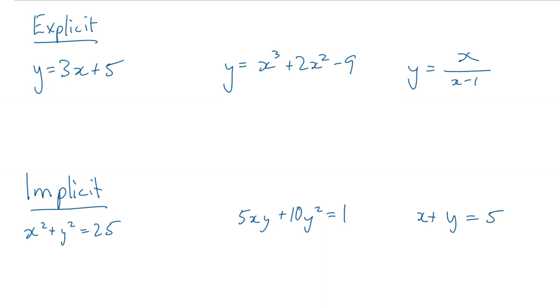Okay, so there's 3 examples of explicitly stated curves and 3 examples of implicitly stated curves. So who notices the pattern? What's the pattern? What's happening here? What makes something explicit versus implicit?